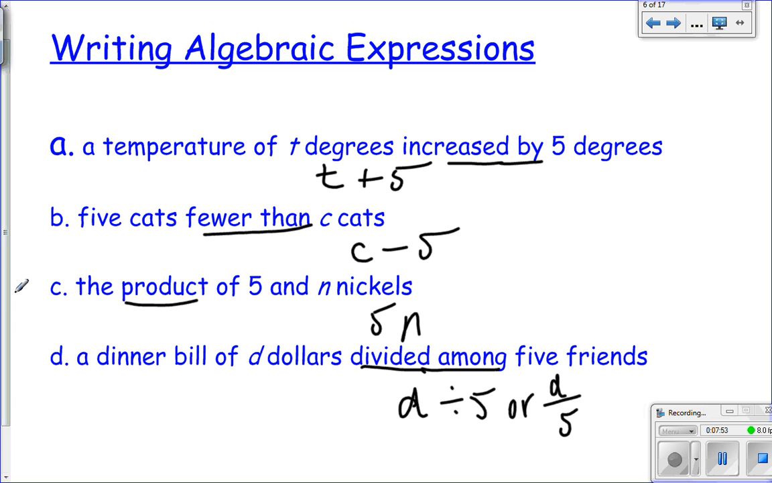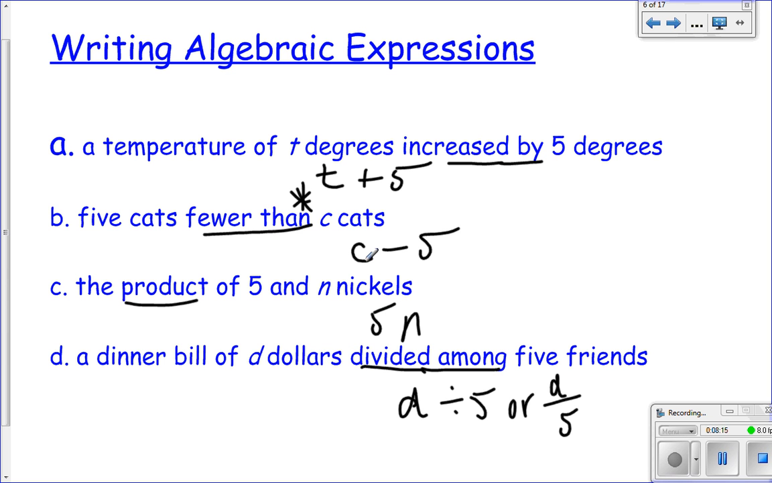So let's look at how you did. A temperature of T degrees increased by 5. Notice I underlined the important words, increased by. So I knew I was looking at addition. So T plus 5. 5 cats fewer than C cats. Well, I know that fewer than is one of the ones that we flipped, so C minus 5.